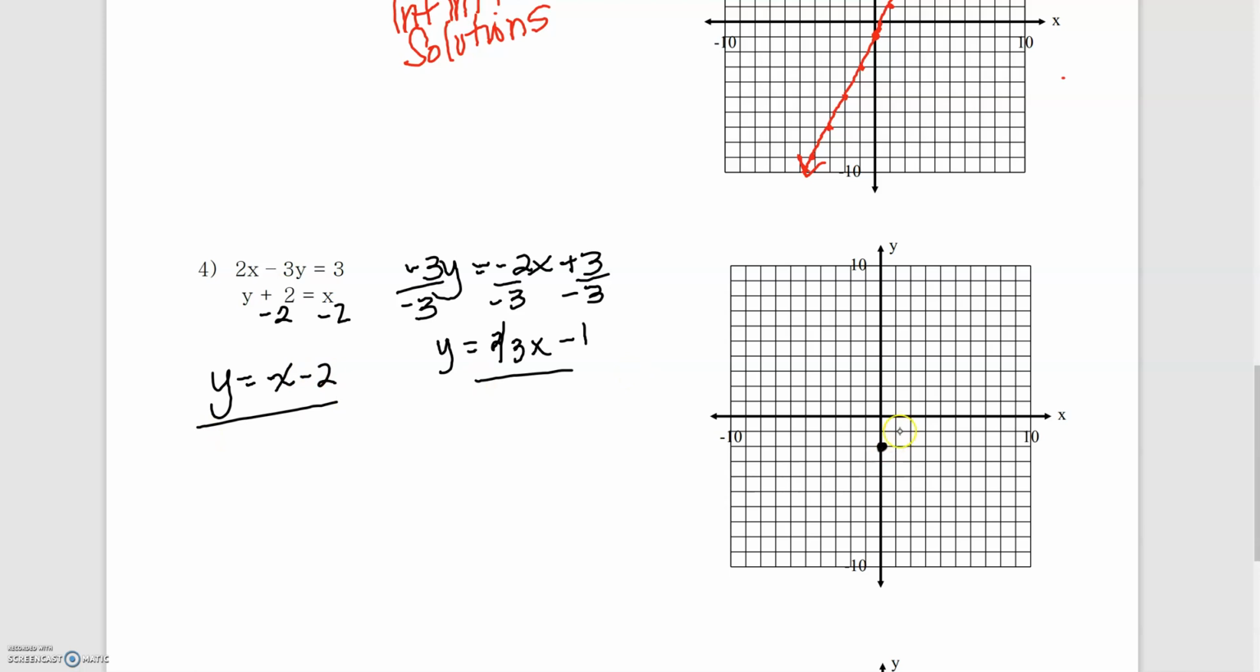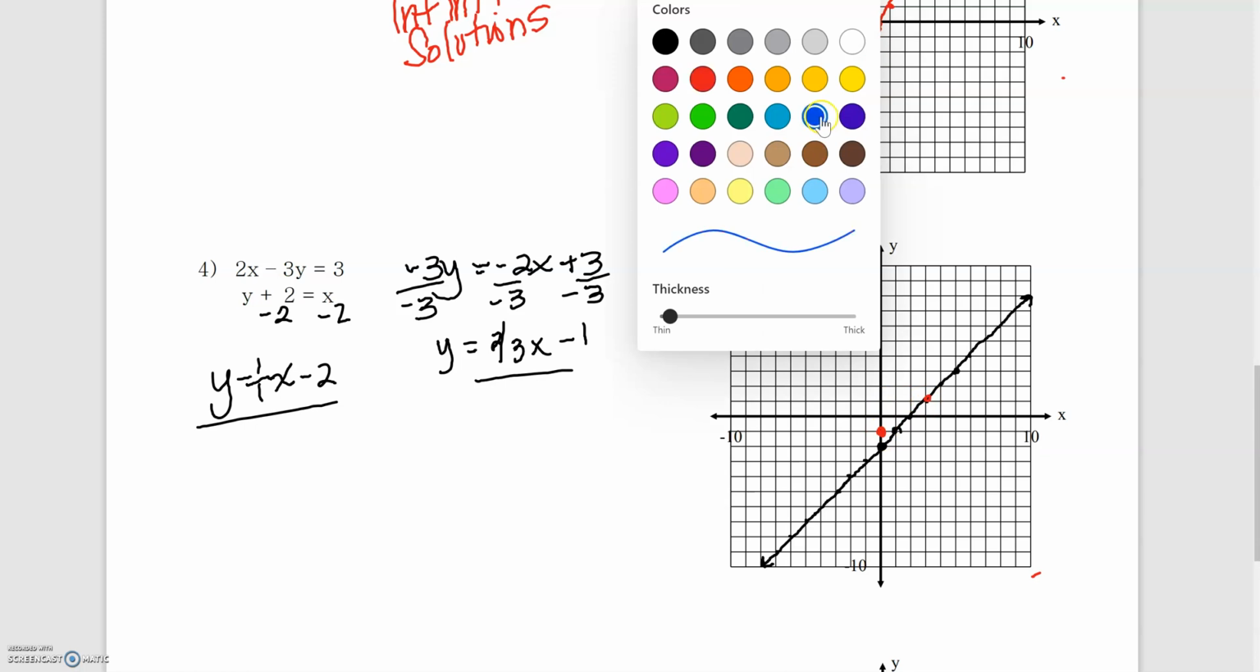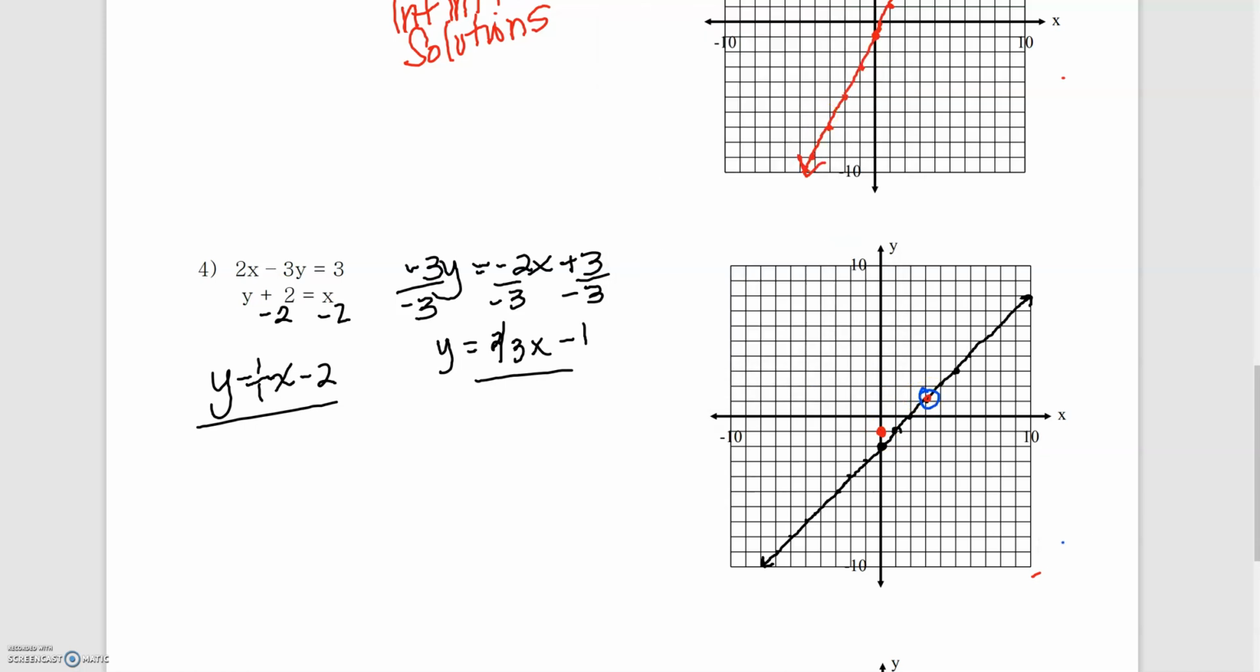So -2 and then up 1 over 1, up 1 over 1. When we just have the x, we have a slope of 1 over 1, right? So that one. And then -1. And then up 2 over 3. Oh, found where they meet. So let's go ahead and draw that other line though. So they are meeting there at 3, 1.